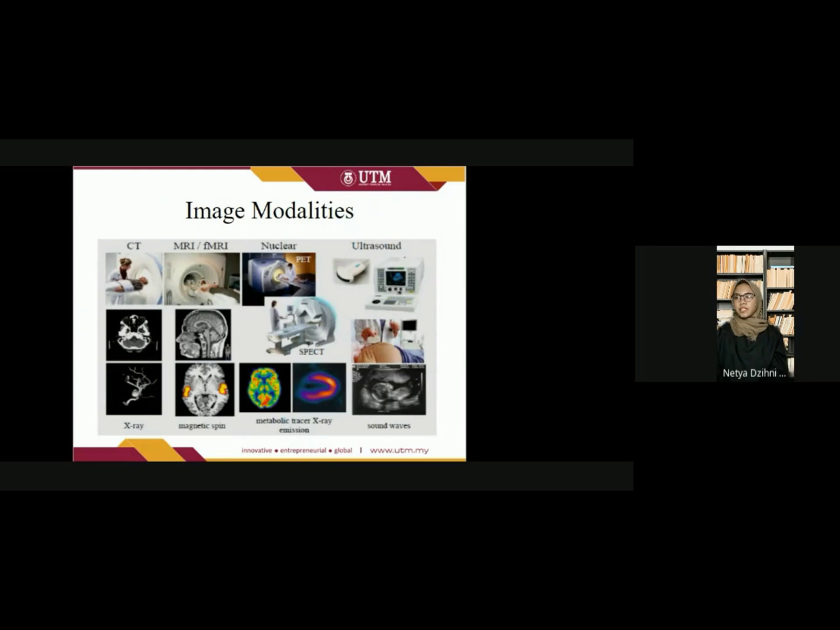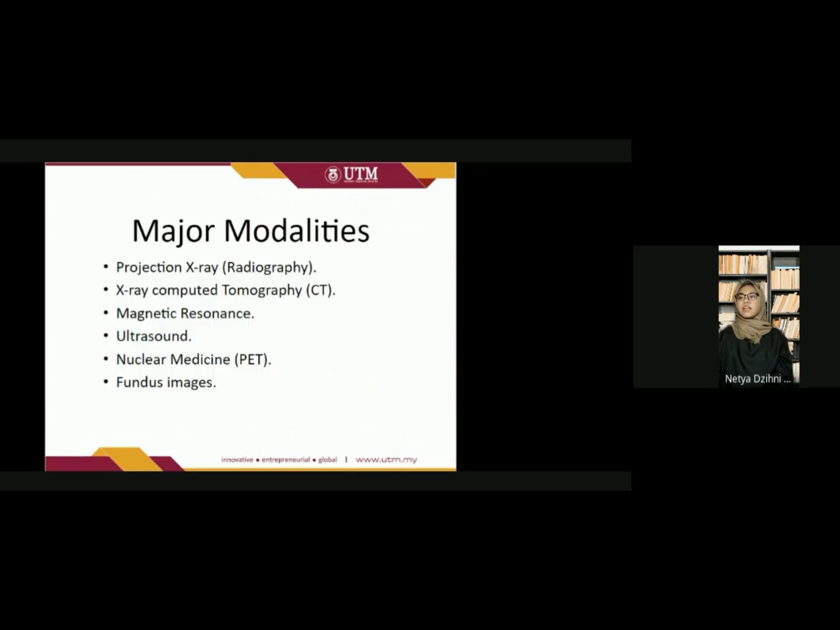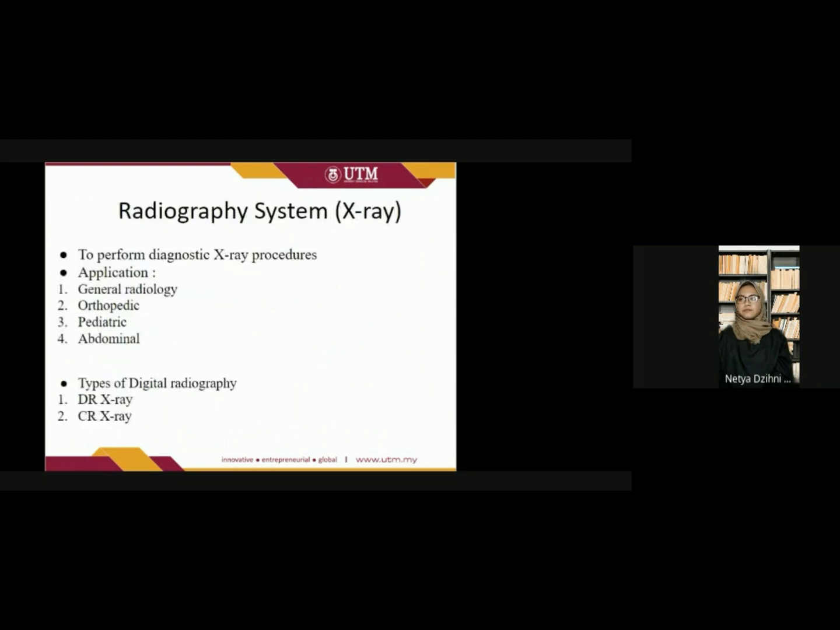As we can see here, examples of imaging modalities are CT scan, MRI, nuclear imaging, ultrasound, SPECT, and also X-ray. In general, modalities are divided into radiography system, CT scan, MRI, ultrasound, nuclear imaging, and fundus image. The radiography system is used to perform diagnostics using X-ray procedures.